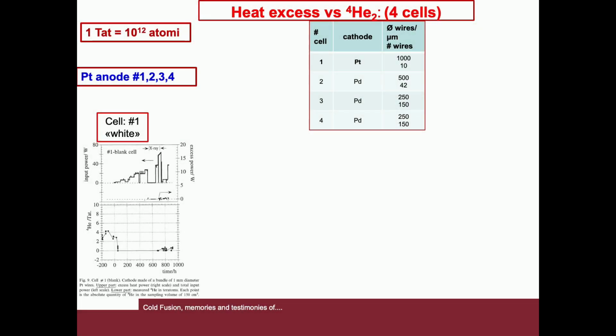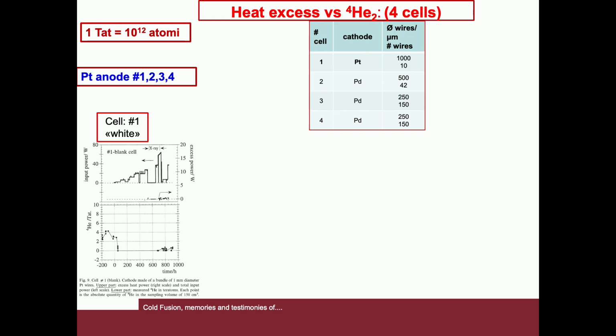Graphical representation of the results of excess power and helium-4 measurements. For each cell, two graphs are shown, one upper and one lower, both with the same time scale. The upper one reports on the left ordinate the electric power fed into the cell for the electrolysis, and on the right ordinate we find the excess power obtained through the calibration curve of that cell and evaluated as mentioned in video number 1.